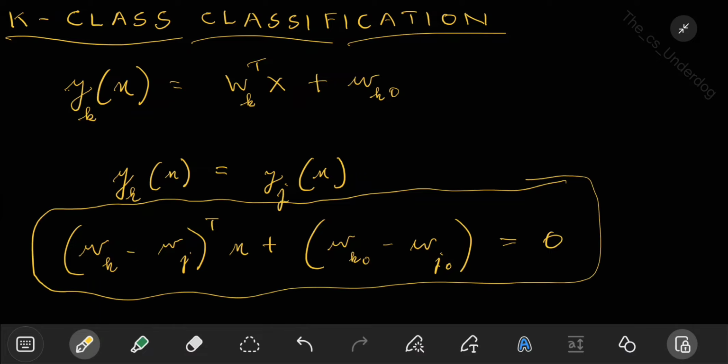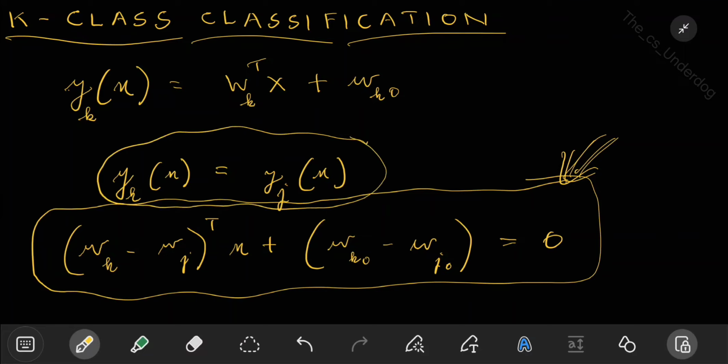When I say line, I'm considering it is in a two-dimensional space. If it is in a d-dimensional space, then this is the equation of a d-1 dimensional hyperplane. If it is a two-dimensional space, then this will be the equation of a line. This equation should give you the decision boundary between classes K and J. That is, (wk minus wj) whole transpose x plus wk0 minus wj0 equal to 0. This is the equation of the decision boundary.